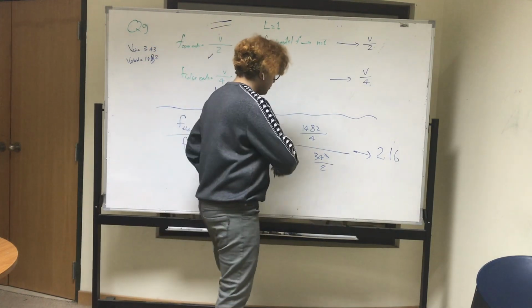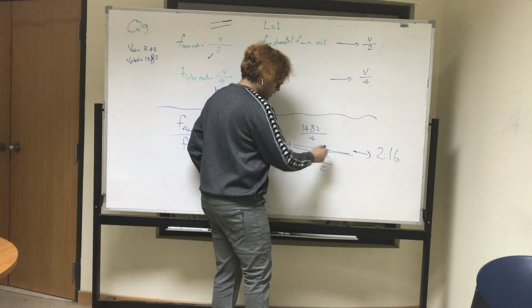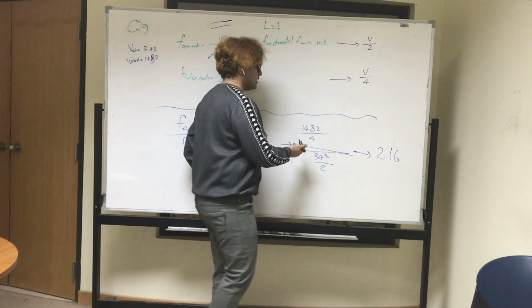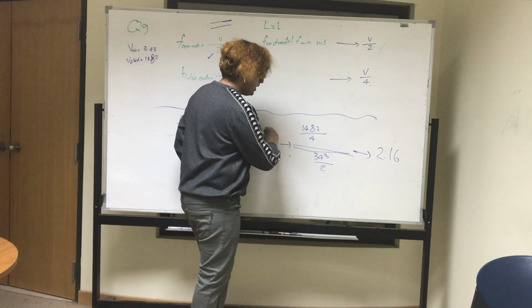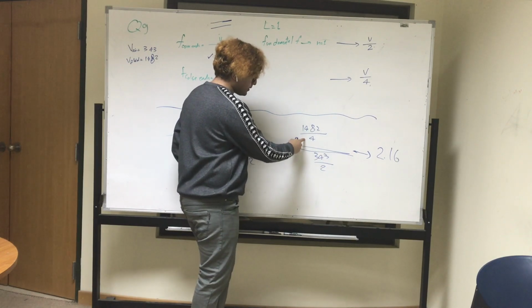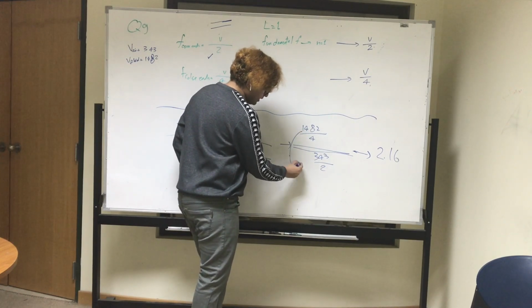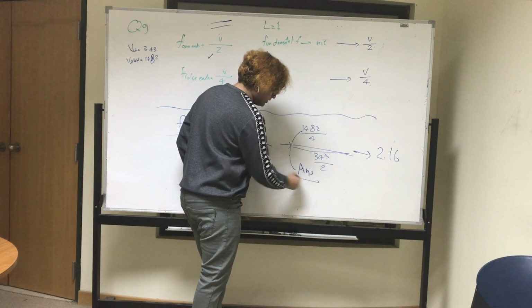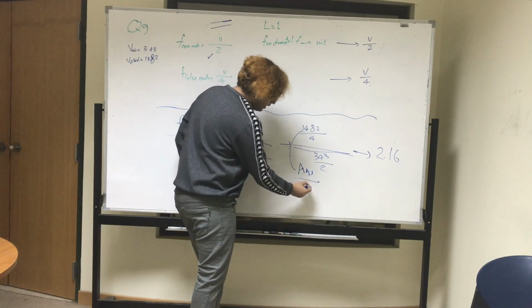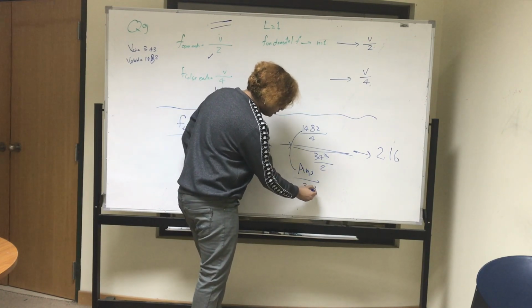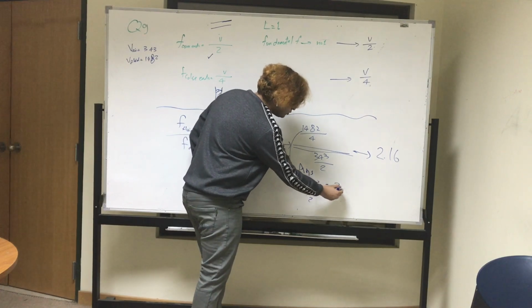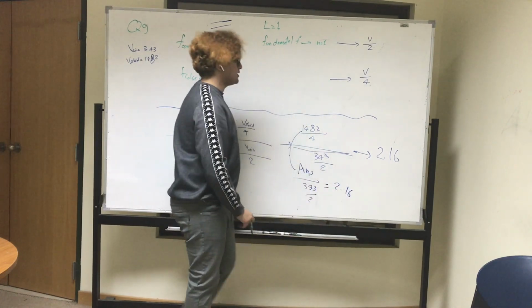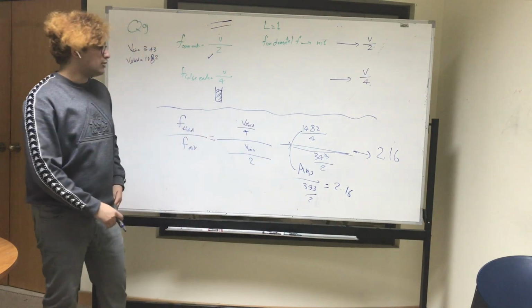When we have a large fraction line, it means that we need to do the small lines first. So divide this number by this number, and you'll get some answer in your calculator. Then divide this answer by 343 over 2, and you'll get 2.16. And that is going to be your answer.